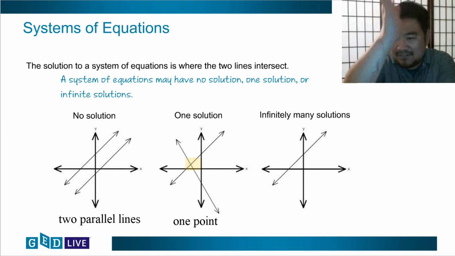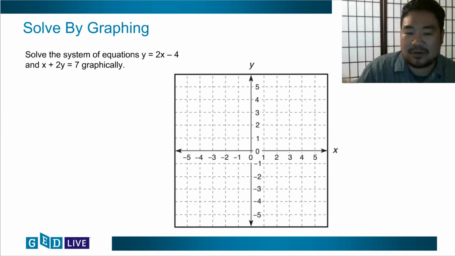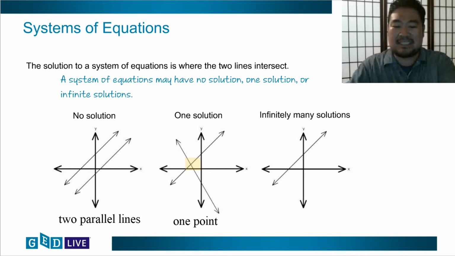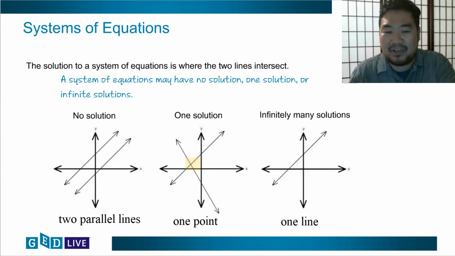Visually it just kind of looks like one line. So there we go, infinitely many solutions. Sorry, infinitely many solutions means you have essentially one line, or one line on top of the other might be another way of phrasing that. Okay.